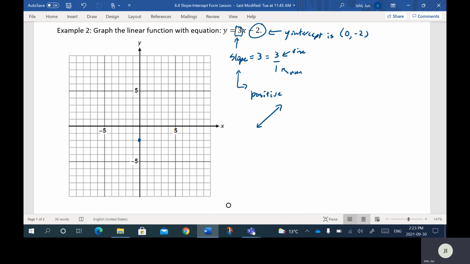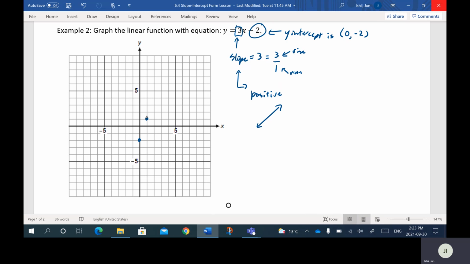So from this starting point here, which is at (0, -2), I'm going to go up 3 units and then over 1. That is another point that's on the line, which is (1, 1).